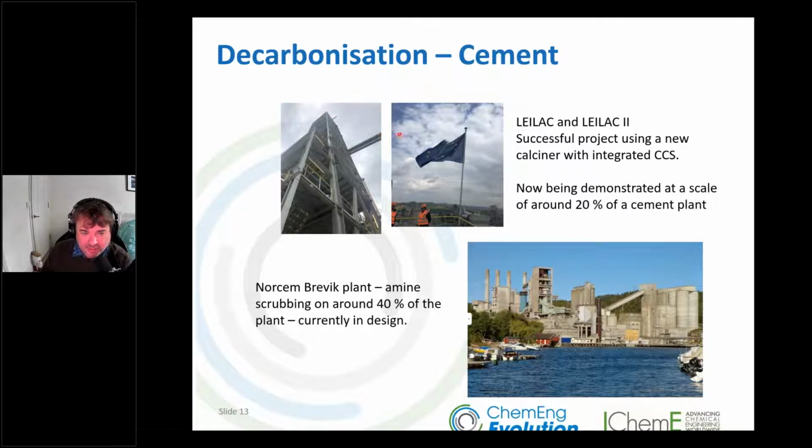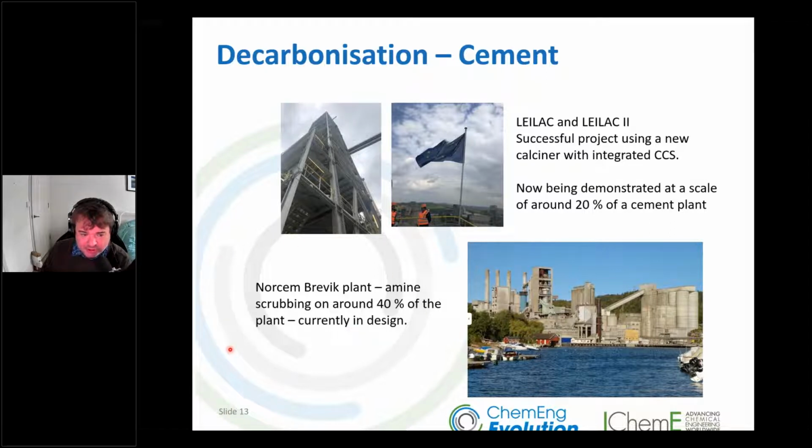This is the LEILAC 1 demonstration, which was about 13 stories high, and it was successfully demonstrated. I was actually a part of the project, but then they went on to LEILAC 2, and it was deemed that British members of the European project would be a bit too much of a risk, so thank you, Brexit. It's now being demonstrated at a scale of around 20% of a cement plant in LEILAC 2 as another EU project. Norcem Brevik is looking at putting amine scrubbing on around 40% of the plant, and it's currently in design.